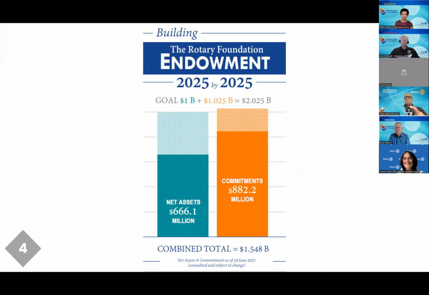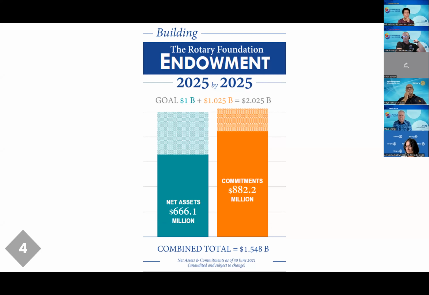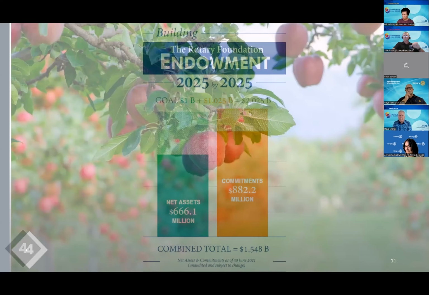So we move on to the endowment fund. There's a lot being said about the endowment fund and their goal. And their goal is to have $2.025 billion in the endowment fund by 2025. We're a bit short on that at the moment by about 500 million. But that is their goal by 2025. So that's just where they're at the moment with those two things. So I just put that slide in just so you could all see.